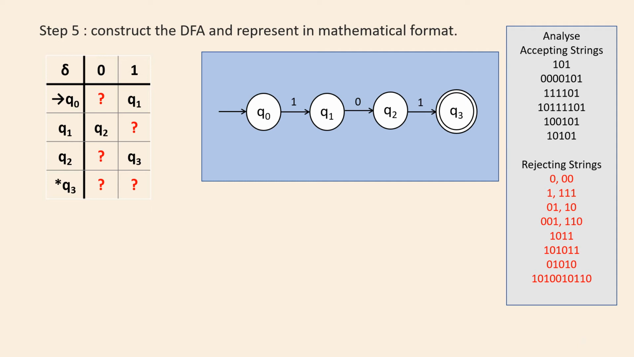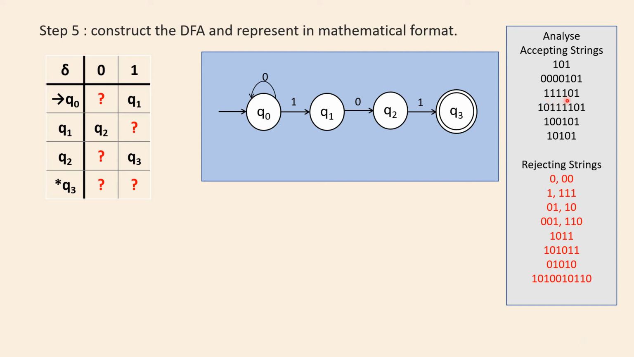So now let us complete the construction of the DFA and represent it in the mathematical format. We know this is the skeleton for 101 which is being accepted by the DFA. Now, if I have n number of zeros ending with 101, the string should be accepted. So, I am looping n number of zeros in Q0. So, if I have n number of zeros ending with 101, the string has been accepted.